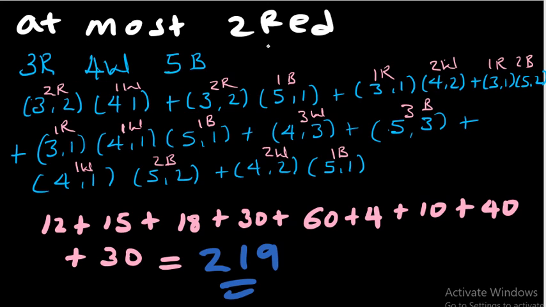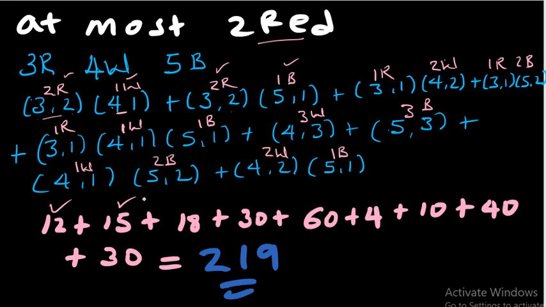What are they? At most 2 red means 2 red and 1 white. It's okay. Or 2 red and 1 black. 2 red, 1 white means 3 combination 2 and 4 combination 1. 3 combination 2 is 3 and 4 combination 1 is just 4. 4 times 3 will be 12. Here it is. Okay, the second part, 2 red and 1 black is another possibility. So 3 combination 2 and 5 combination 1, 1 black, don't forget. 3 combination 2 is just 3, and 5 combination 1 is also 5. 5 times 3 will be 15.